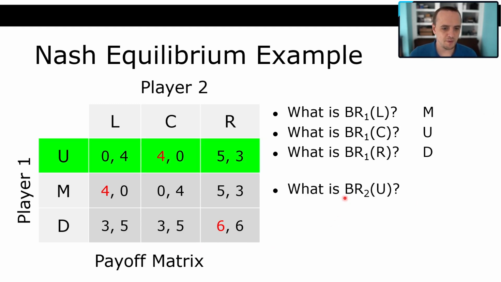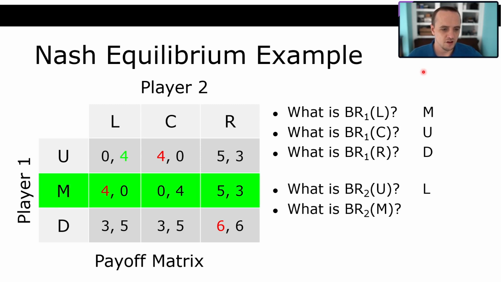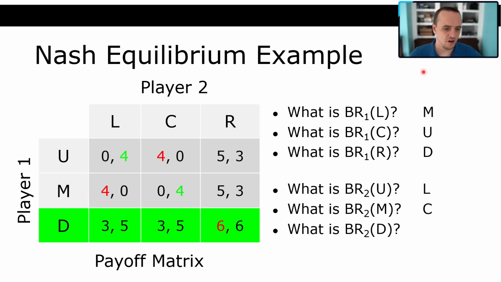okay? So what is the best response for player 2 to player 1 choosing up? Well, we just go through, and now we're looking at the second number, because the second number is the payoff for player 2, okay? So we've got 4 by choosing L, 0 by choosing C, and 3 by choosing R, and so we've got L. Oh, that font is a bit hard to see, but it's a green 4 over here. Next, what is the best response of player 2 to player 1 choosing middle? Well, that's going to be center because you get a 4 from that. And the best response of player 2 to down is right.